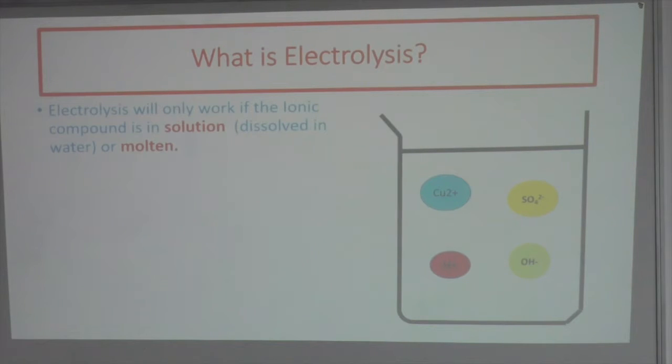where we've got copper sulfate in solution. Electrolysis will only work if the ionic compound is in solution or if it's molten. This is because the ions need to be free to move to conduct electricity. So it will not work in a solid state. The ionic substance in electrolysis is called an electrolyte. So the solution that you have is called an electrolyte.